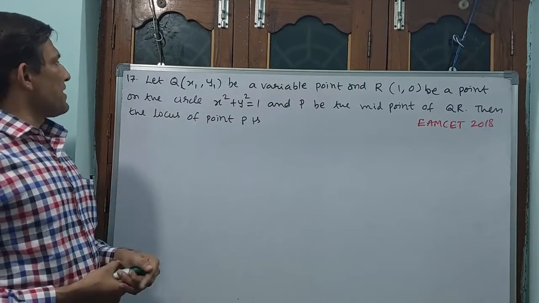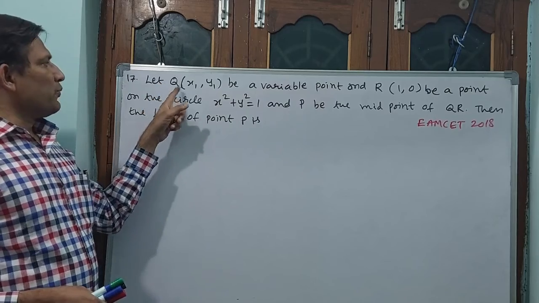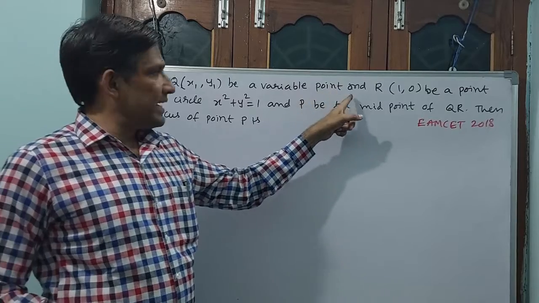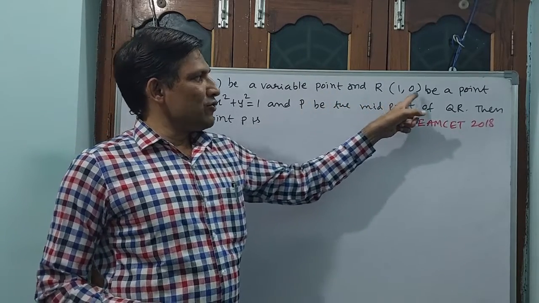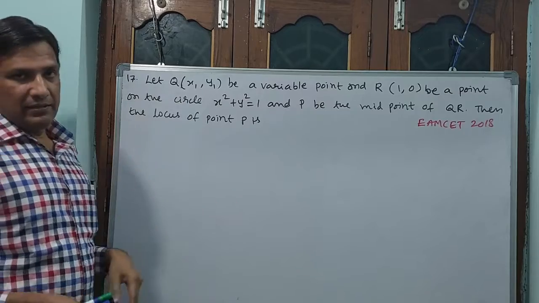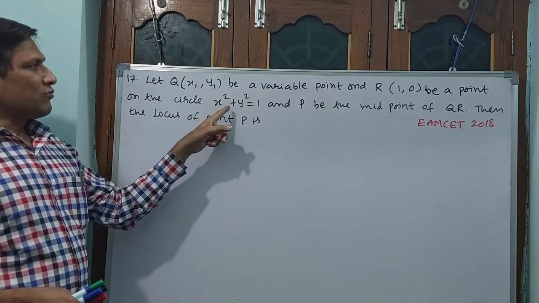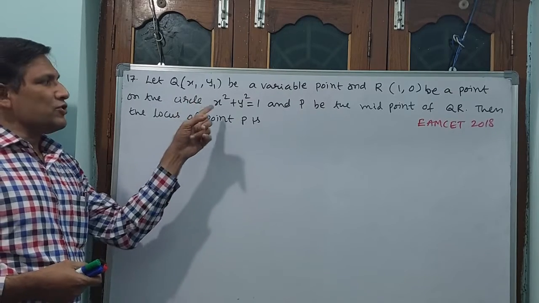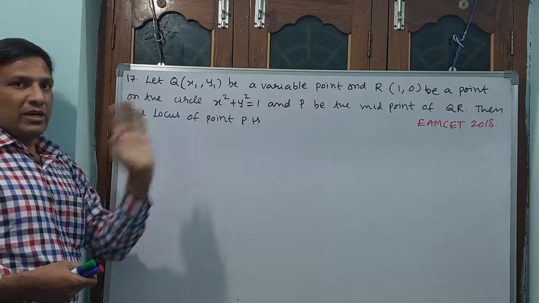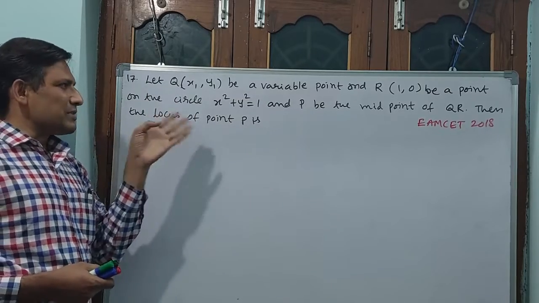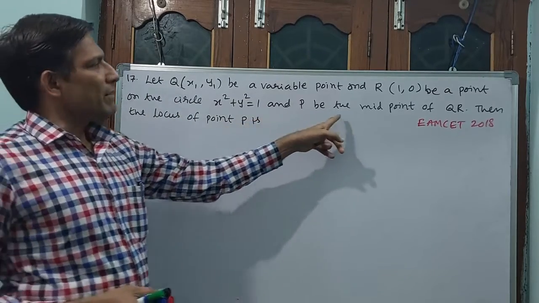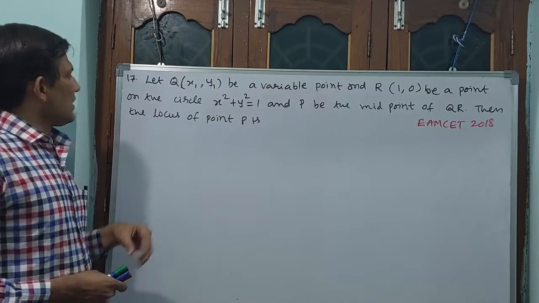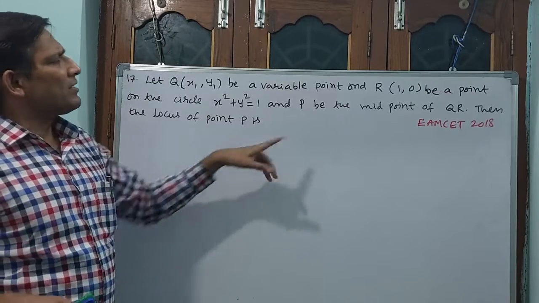Question number 17. Let point Q (x1, y1) be a variable point and point R (1, 0) be a point on the circle x square plus y square is equal to 1. Here the center is 0 and the radius is 1, but that is not that important. And P is the midpoint of QR, that is important. Then the locus of point P, always they will ask the locus of P only.